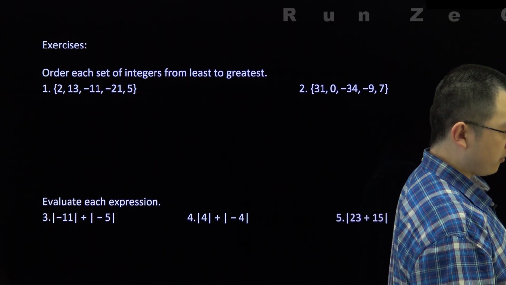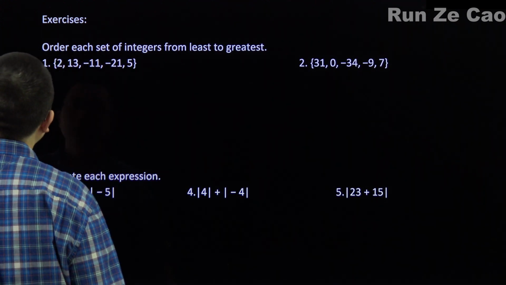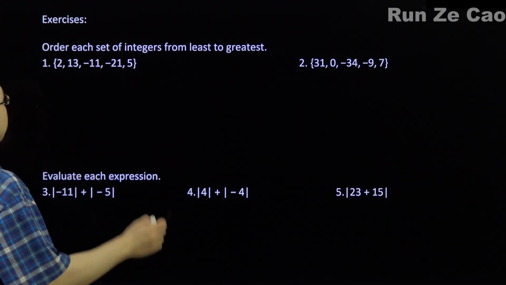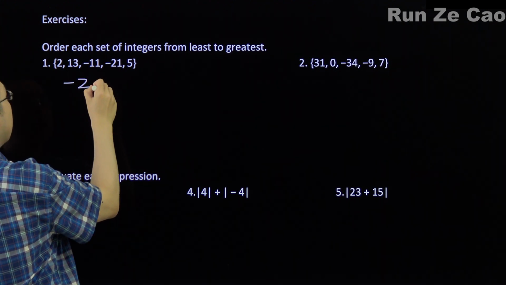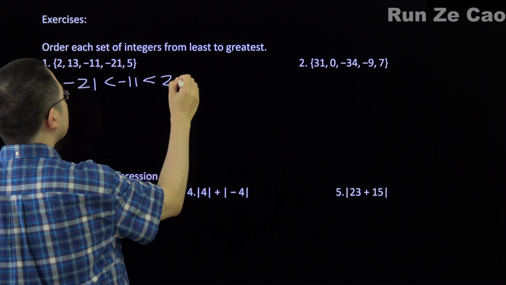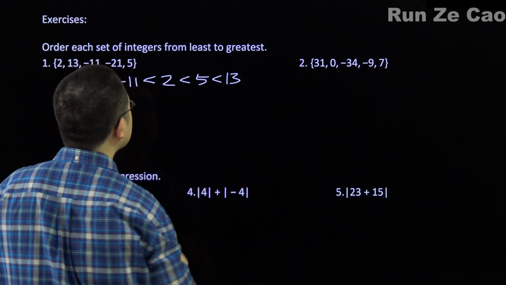Exercises. Order each set of integers from least to greatest. 2, 13, -11, -21, and 5. Well, -21 is less than -11, is less than 2, is less than 5, which is less than 13.